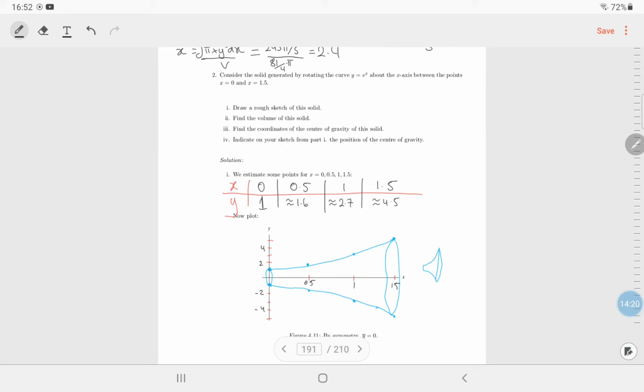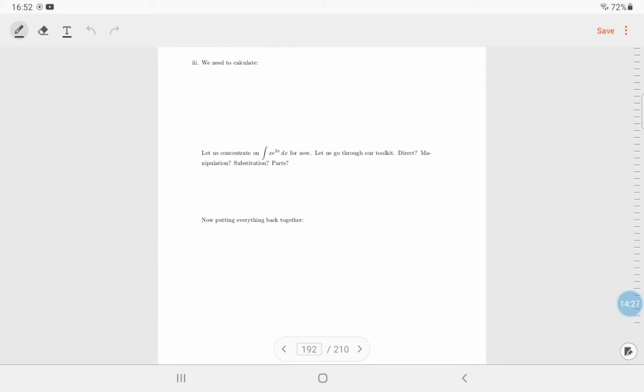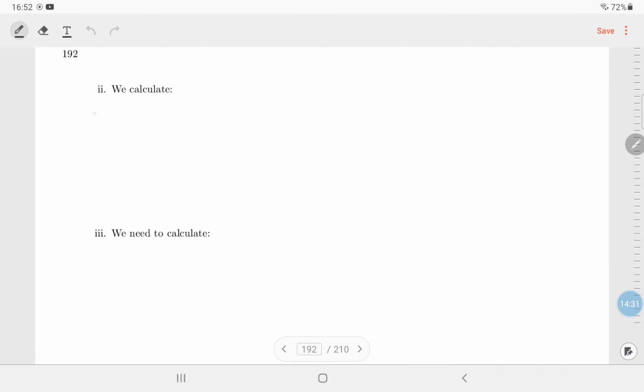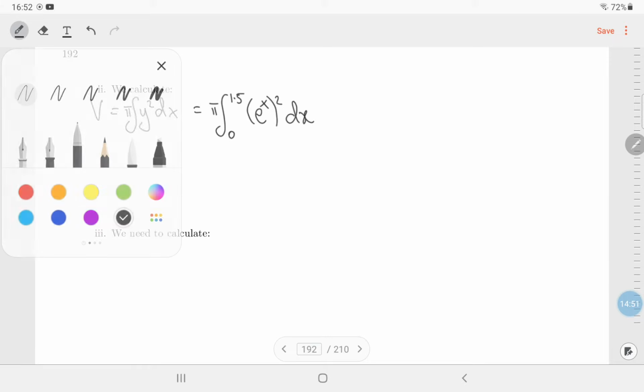Find the volume. So the volume is the integral of pi y squared. So that'll hopefully be written on the next page. So the volume is pi times the integral of y squared. So this is pi times the integral from 0 to 1.5, and then the y is e to the x, squared, dx.